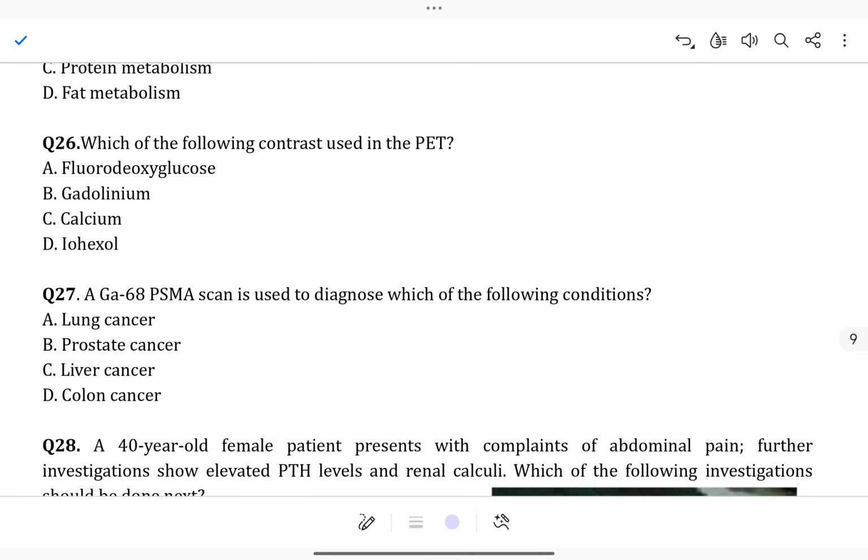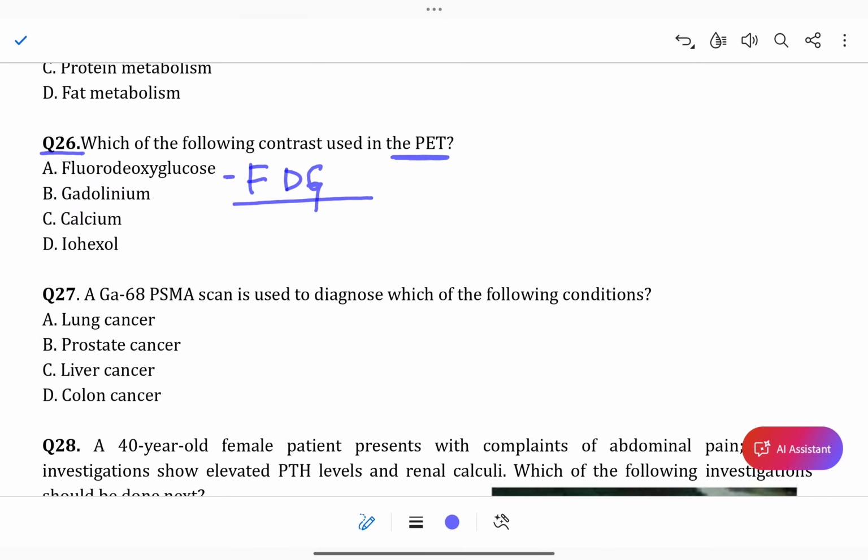That is question 26. Which of the following contrast is used in PET? Option A, fluorodeoxyglucose. Option B, gadolinium. Option C, calcium. Option D, iohexol. So, which option?